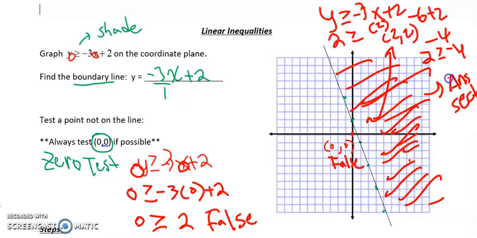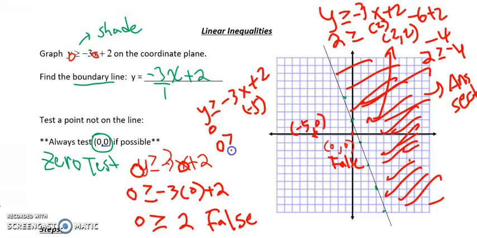Okay? And then what you're going to do is pick a point from the non-answer section. Let's say I pick this one, which is negative 1, 2, 3, 4, 5: negative 5 and 0. So if I plug it into the inequality, x is negative 5 and y is 0. Let's see if that's true.